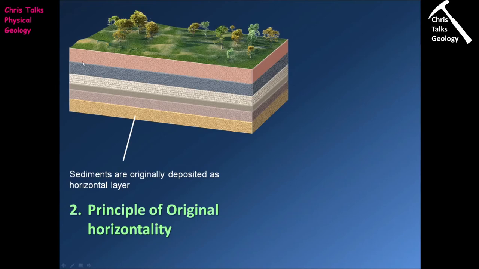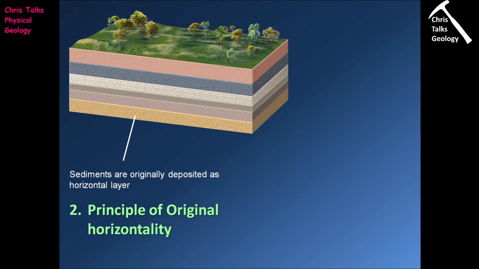Now, this means that if I come along later and I see that my layers of sedimentary rock are not horizontal, this means that sometime after the layer of rock formed, it must have been tilted. And so this tells me something. It tells me, first of all, the sediment was deposited, the layers were lithified to give me the sedimentary rocks, and then the sedimentary rocks were tilted. It's giving me an idea of the history of my outcrop.